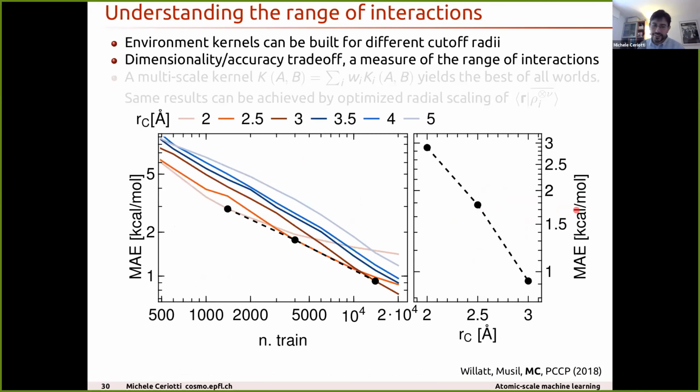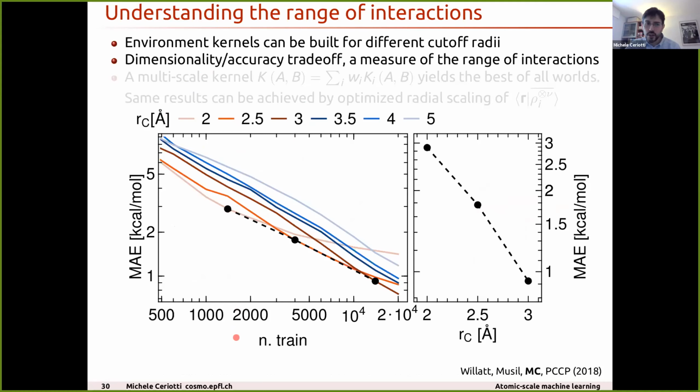And you can actually test this by building a collection of machine learning models. In this case, we are trying to predict the cohesive energy of some small organic molecules, and we artificially restrict the local environments to 2, 2.5, 3 angstrom, and so on. And now you really see the power of these learning curves diagnostics.